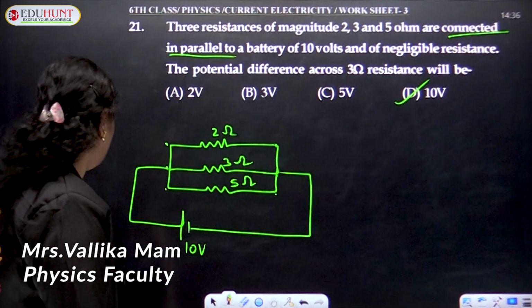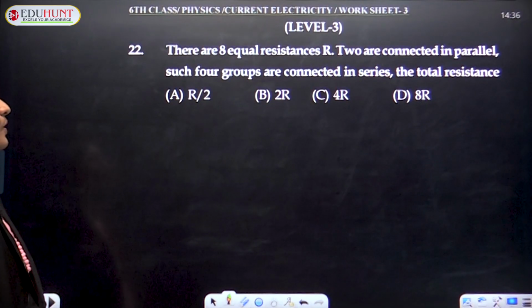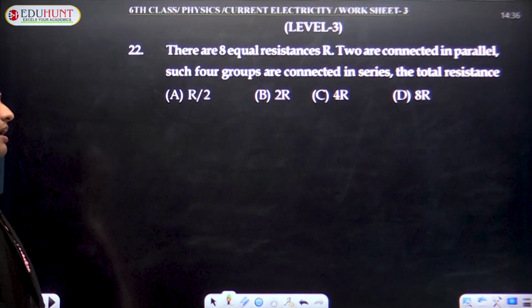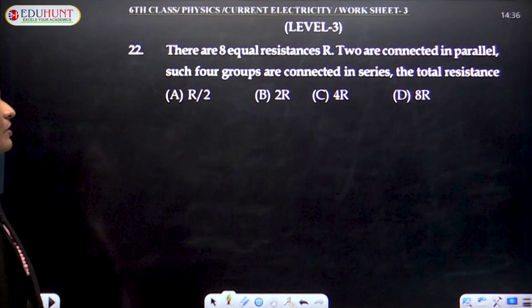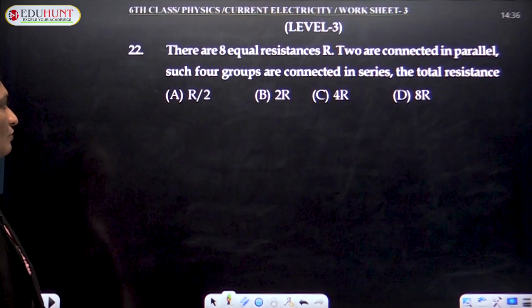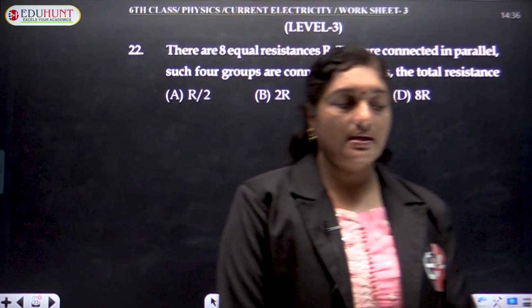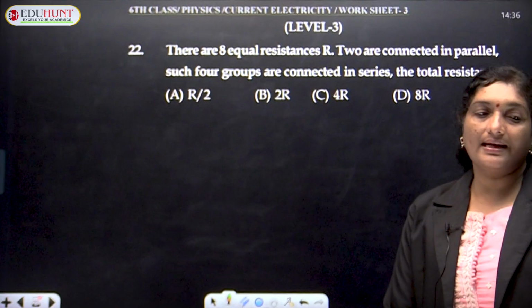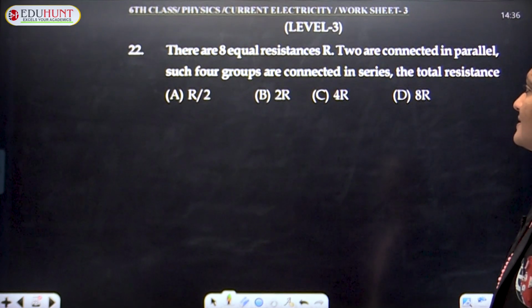Well, starting with the level 3 questions. There are 8 equal resistances each R. 2 are connected in parallel and such 4 groups are connected in series. The total resistance you are asked to find out. Okay. Children, how many resistances are given? So, totally there are 8 resistances given now. So, what is the value of each resistance? R.